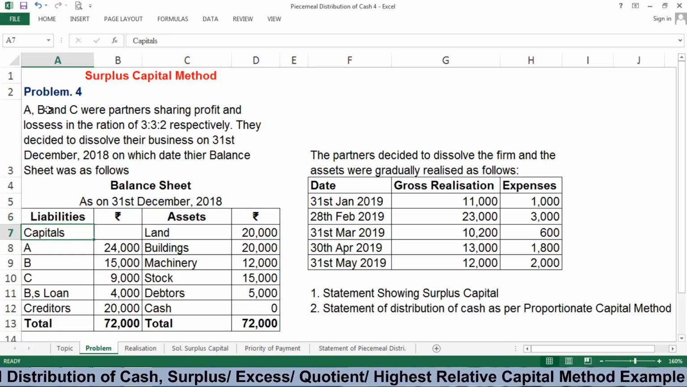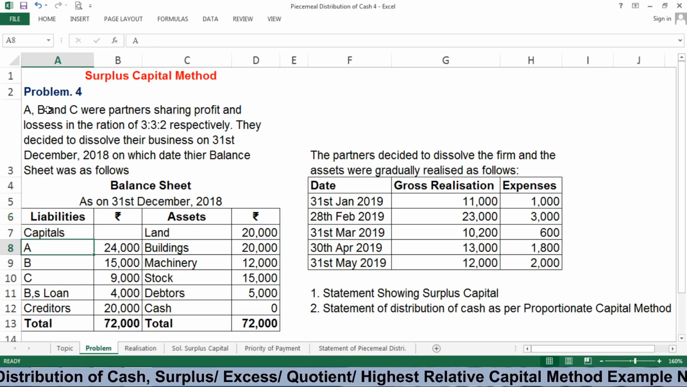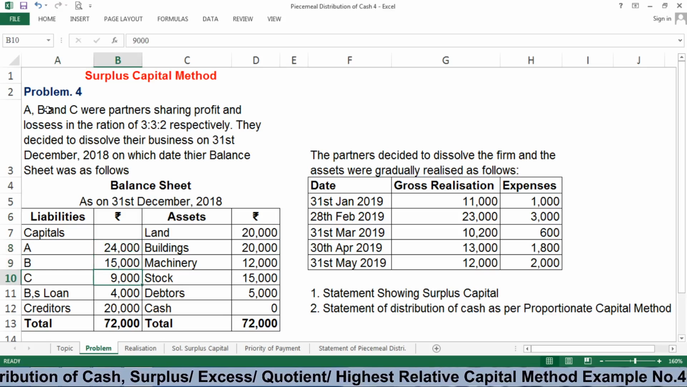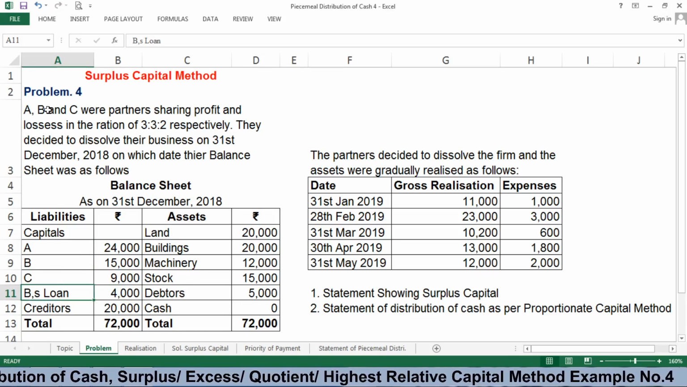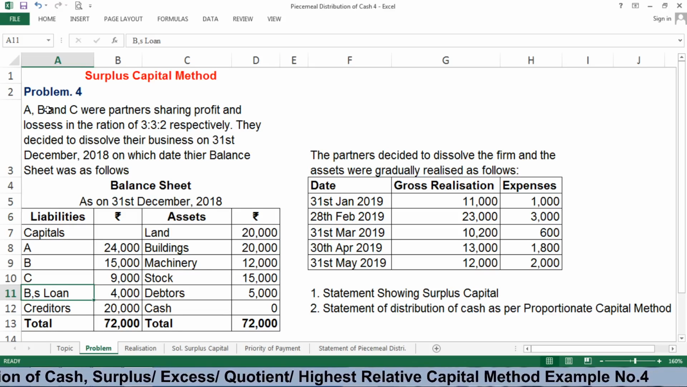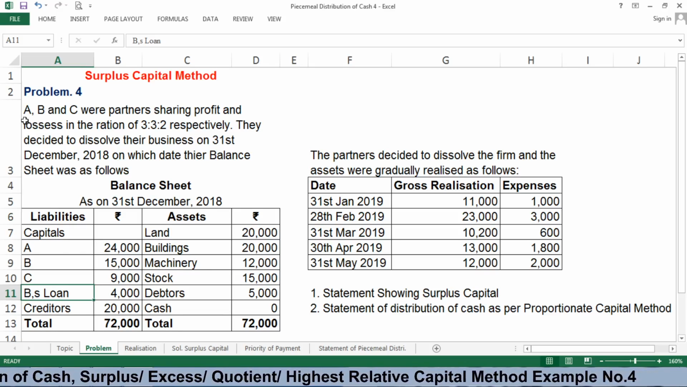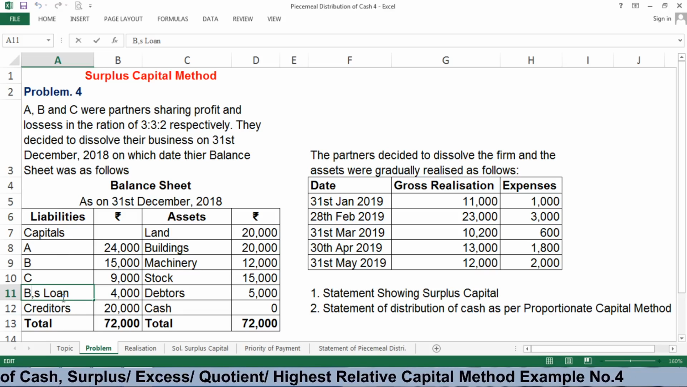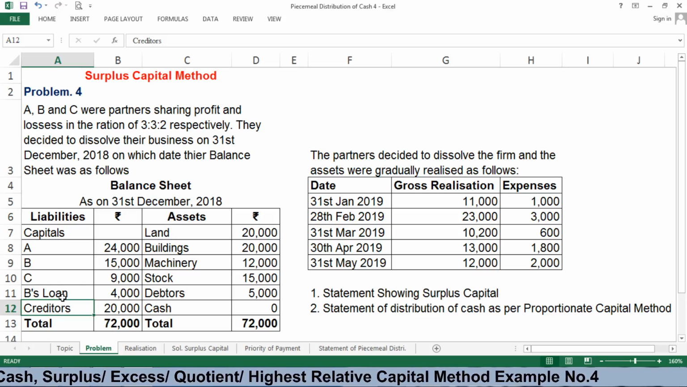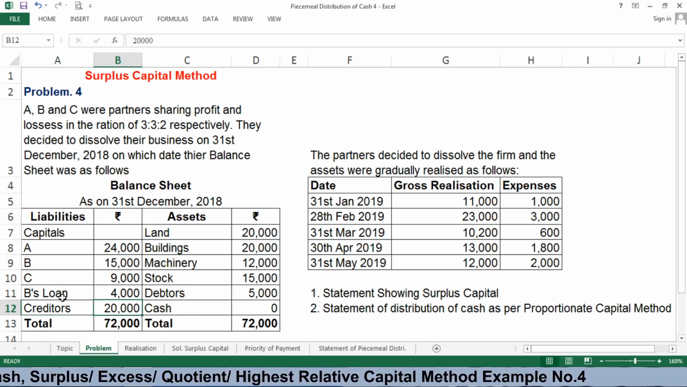Here we have liabilities. First liability is the capital of A, B and C, which is 24,000, 15,000 and 9,000. We have a third party liability, or we can say external liability, which is B's loan. So here B's loan is rupees 4,000. And another third party liability, creditors, which is 20,000.